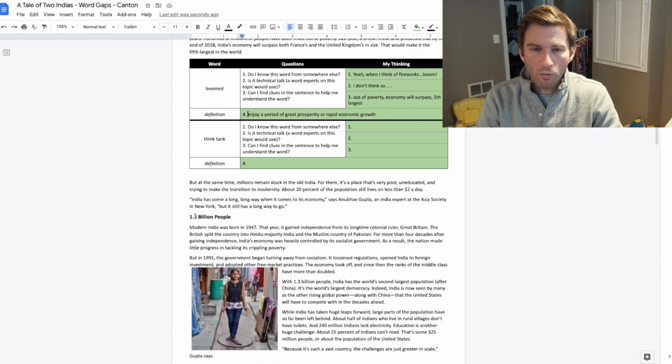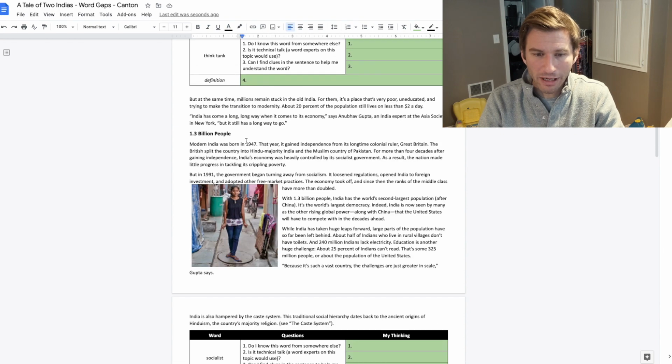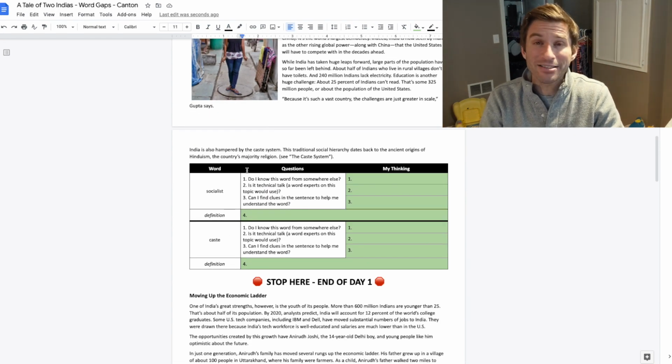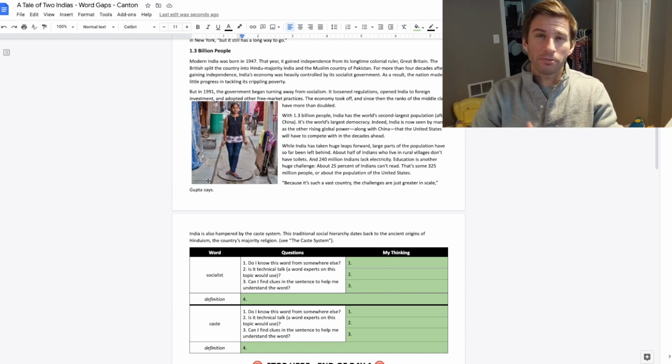Now, on day one today, we've got think tank. That's another one that we've already filled out for you. Socialist and caste. So day one, we've already picked out the words for you because we really just wanted to put those supports in there.